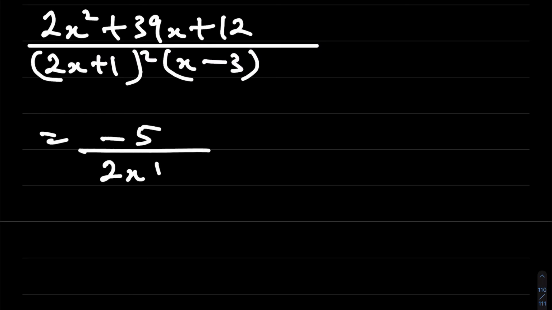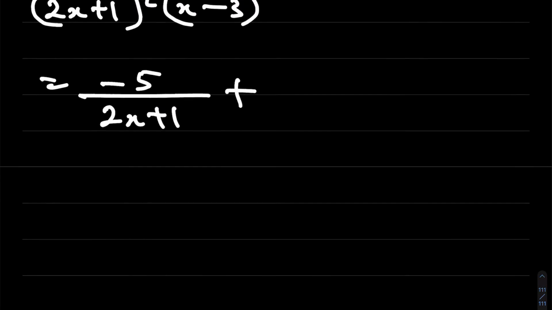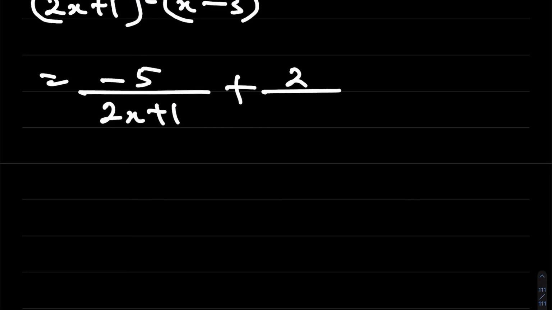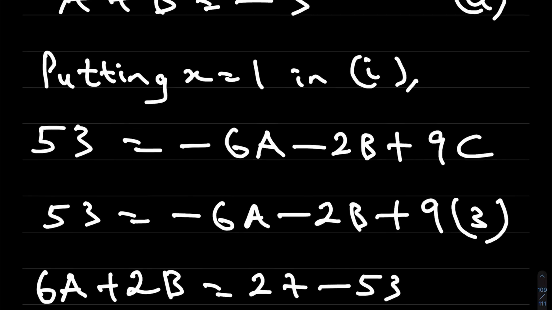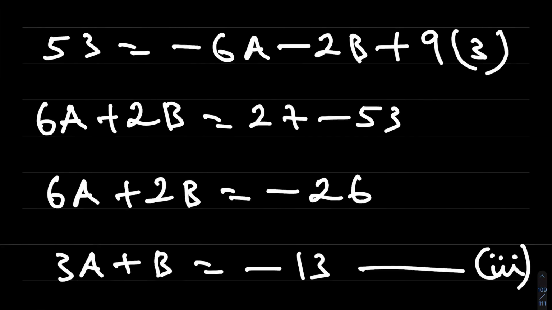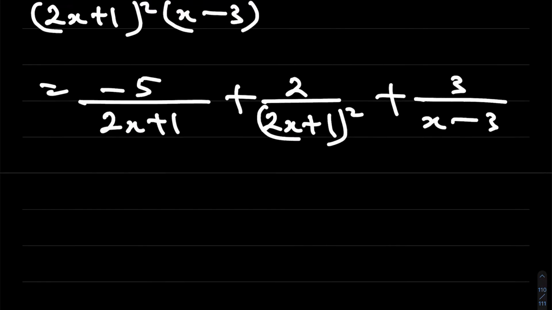over 2x plus 1 plus B over 2x plus 1 squared. That's plus 2 over 2x plus 1 squared plus C over x minus 3. And C is equal to, what's C? C is equal to 3, plus 3 over x minus 3. And that's it, very, very simply.